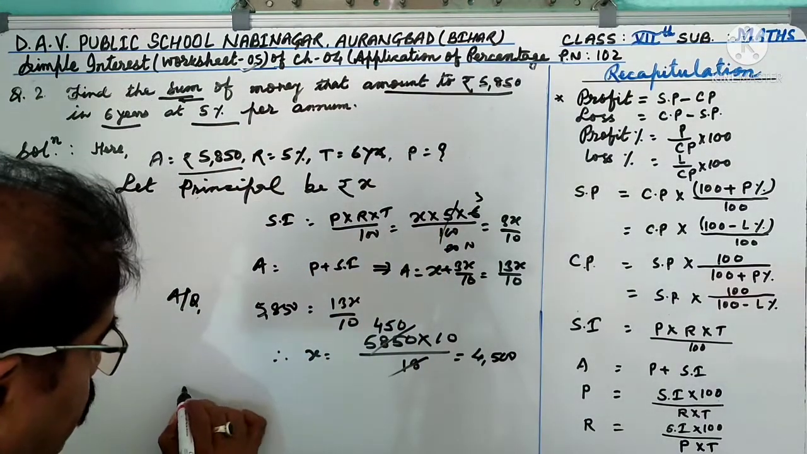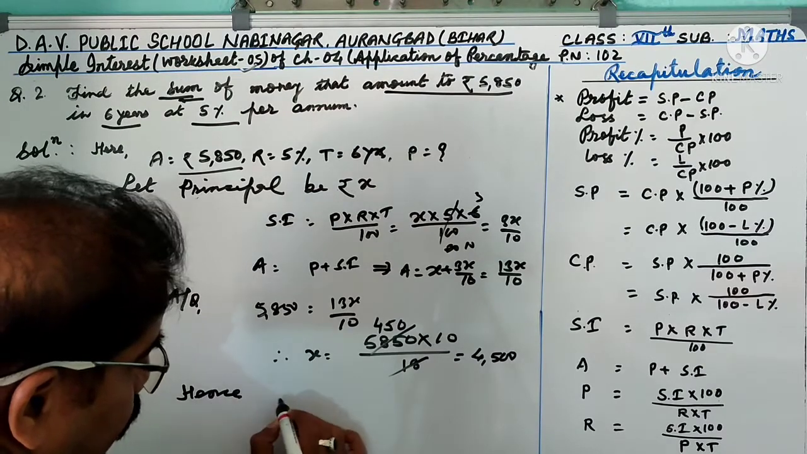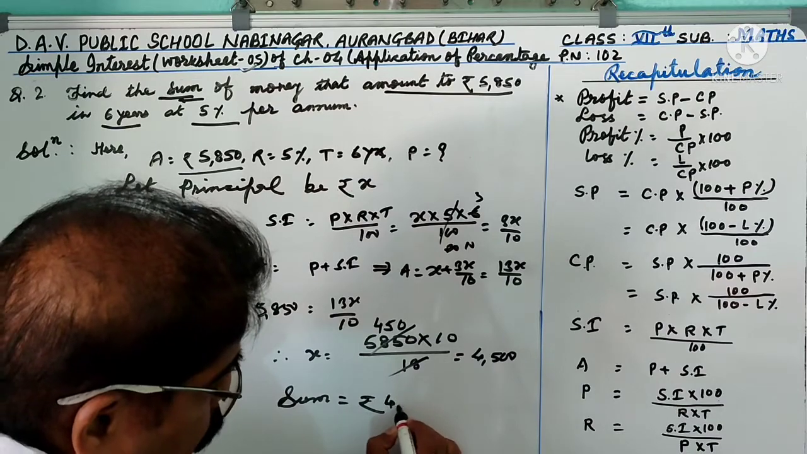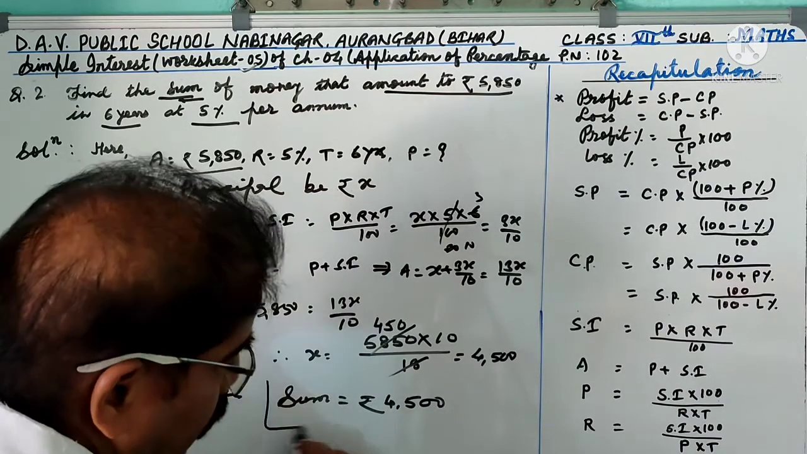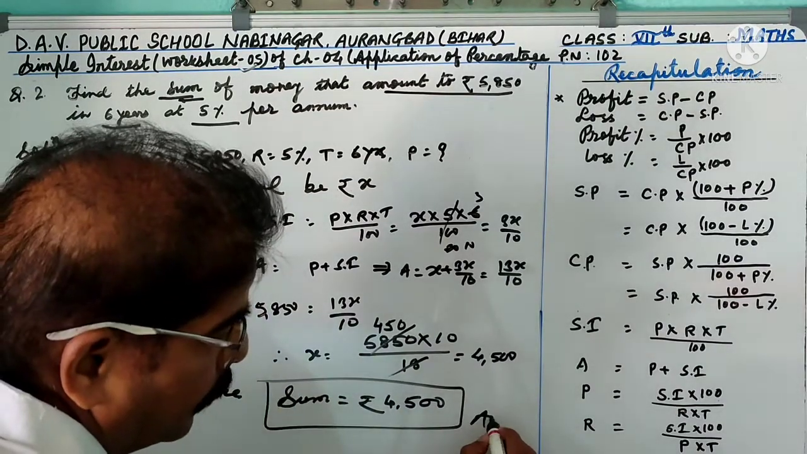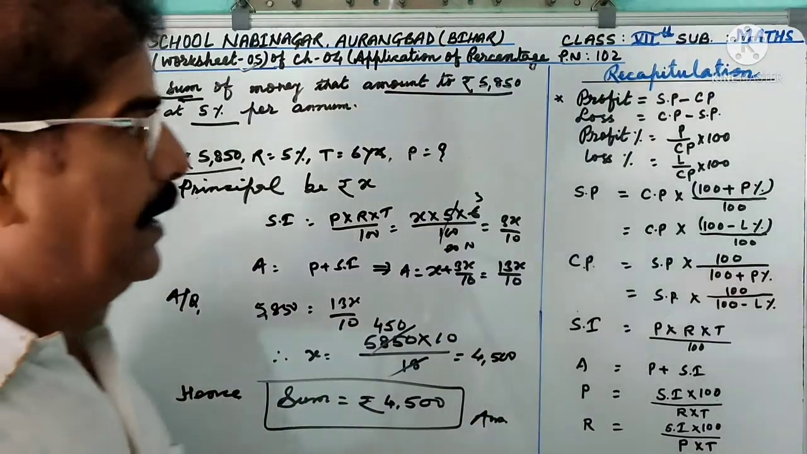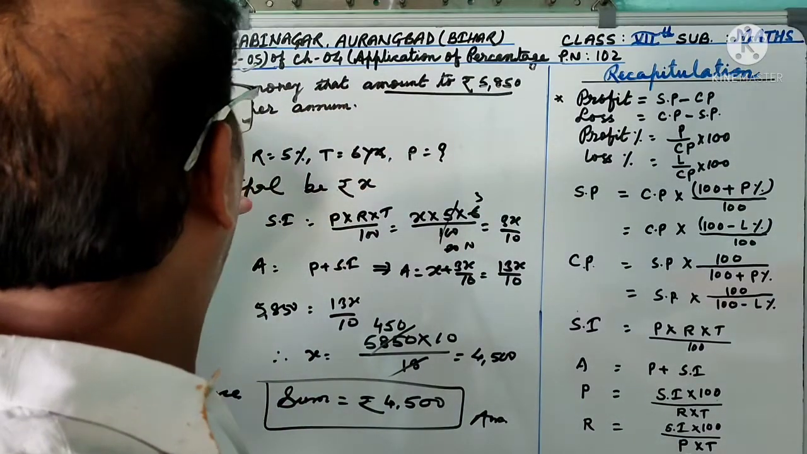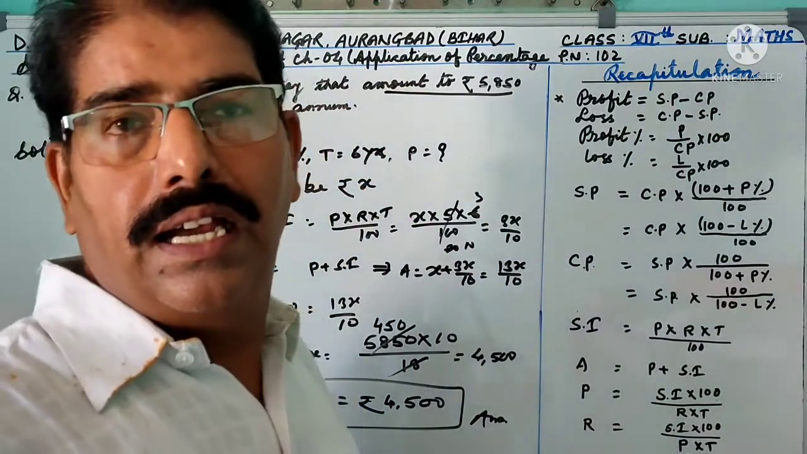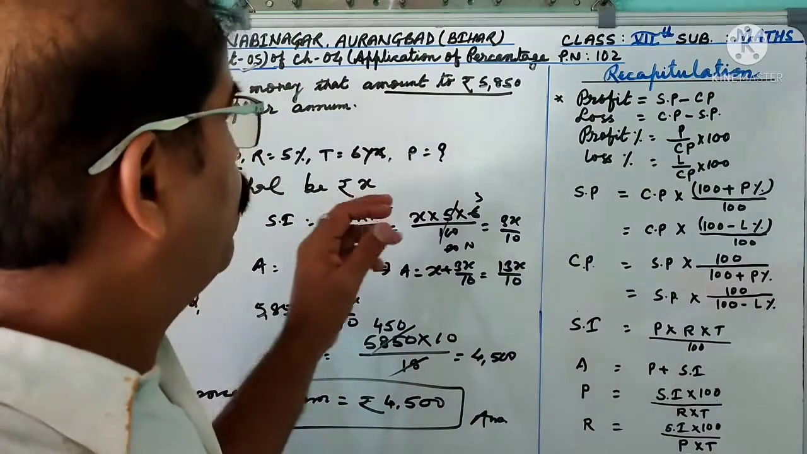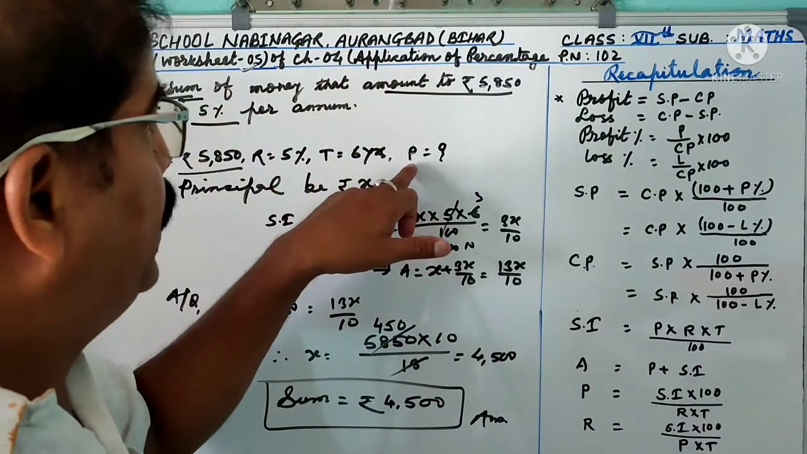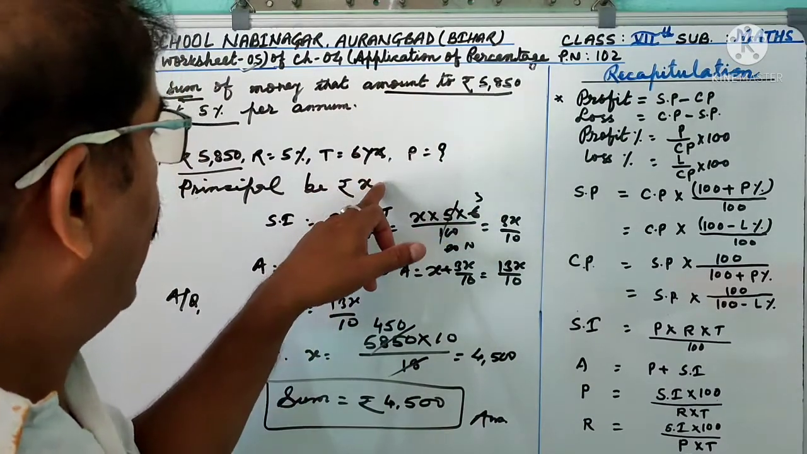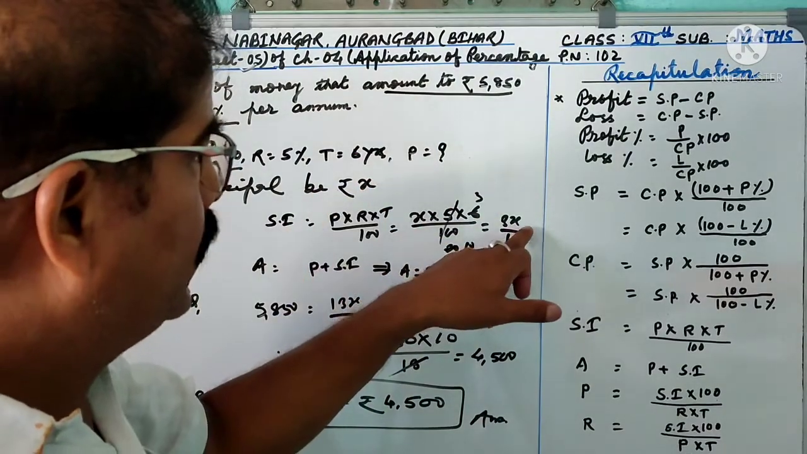So hence sum equals rupees 4,500. This is your answer. Dear student, here amount, T and R are given. So what is the sum? P is unknown. So first you suppose P equals rupees X and SI equals 3x by 10.